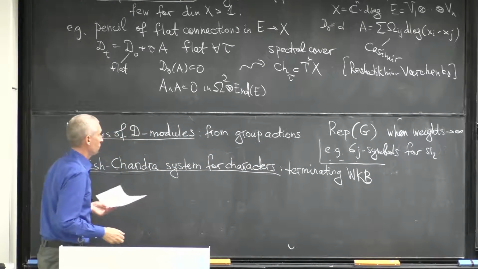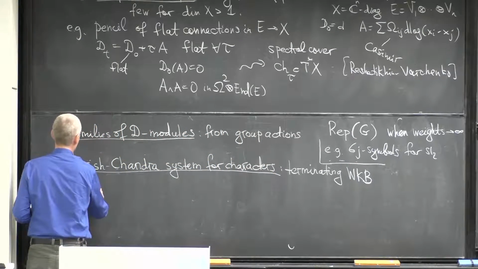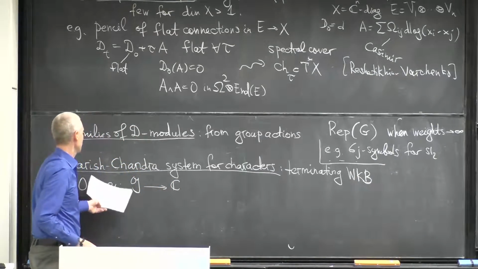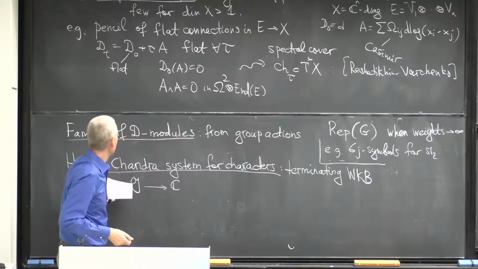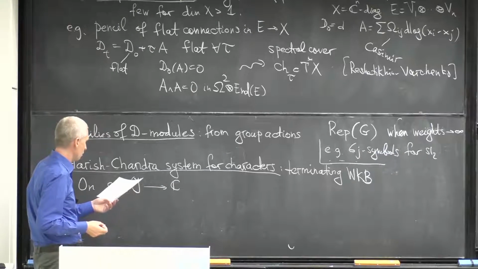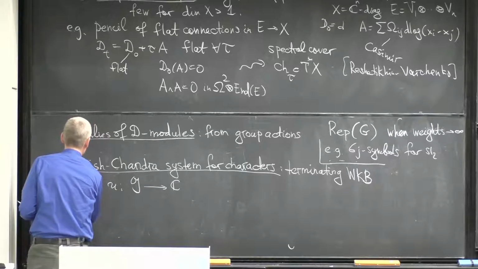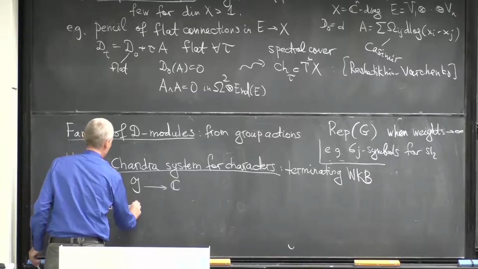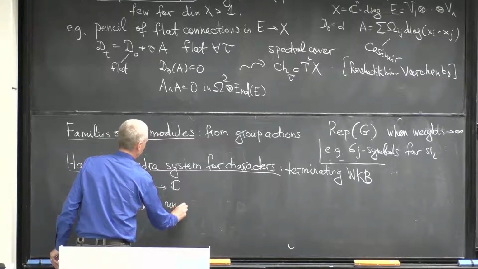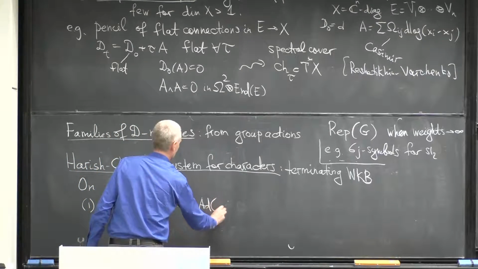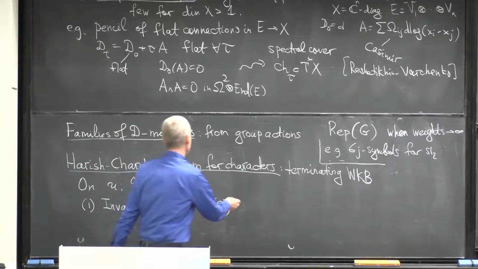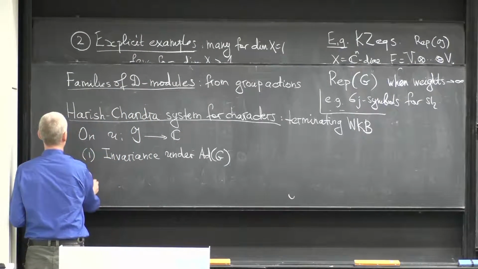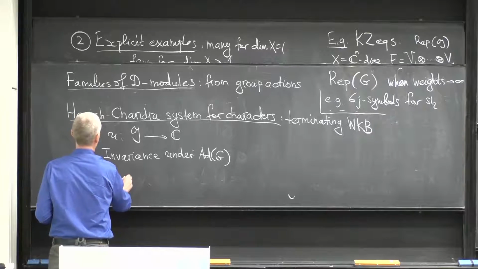So basically, it's a system of equations on a function u on the semisimple Lie algebra g, which is the equation that would be satisfied by the character of an irreducible representation. So there are two sets of equations. The first is the invariance under conjugation. And second, u should be an eigenfunction of Laplace operators.